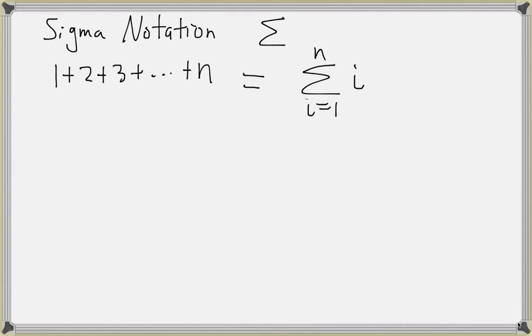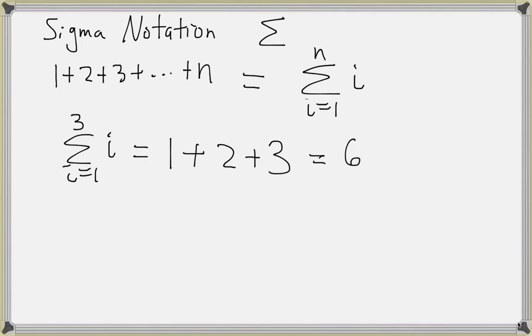And so for example, if you had the sum from i equals 1 to 3 of i, the way you would evaluate it is you would let i first equal 1, and then equal 2, and then equal 3, and you add these terms together. So this would equal a total of 6. So the sum of the first n integers, this theorem we had earlier, you could have written as the sum from i equals 1 to n of i, and that equals n times n plus 1 over 2. We'll see this sigma notation quite a bit this semester, so I wanted to take time to mention that now.